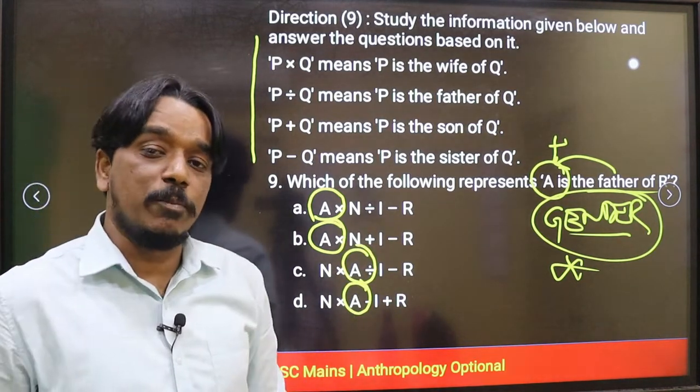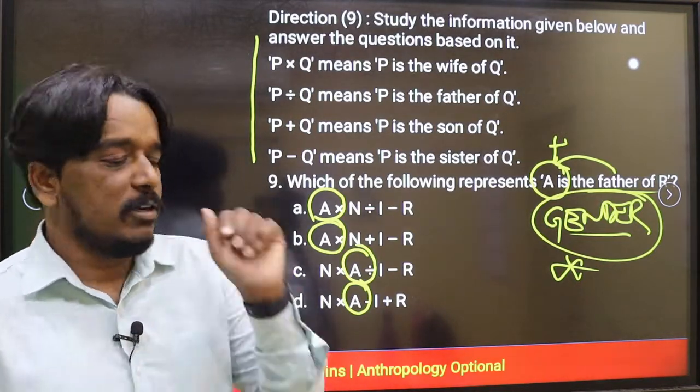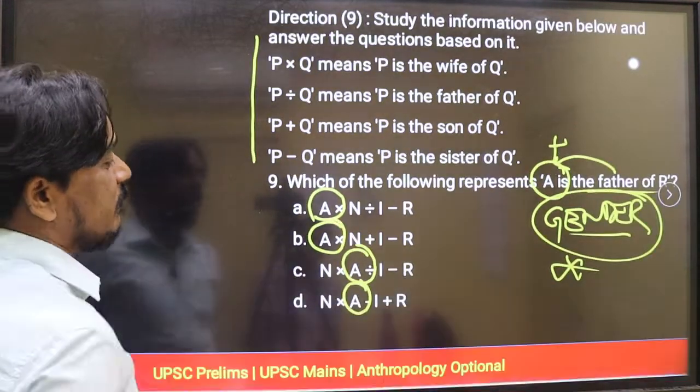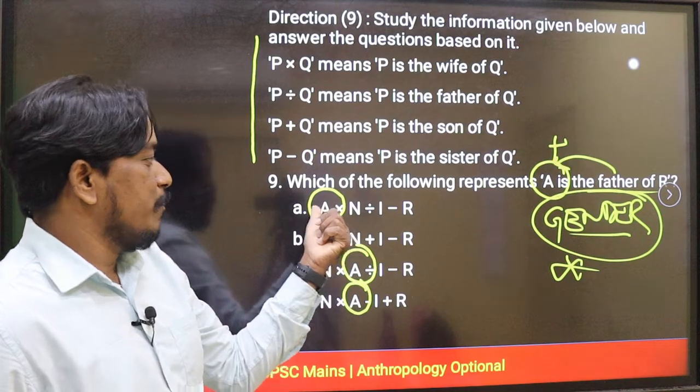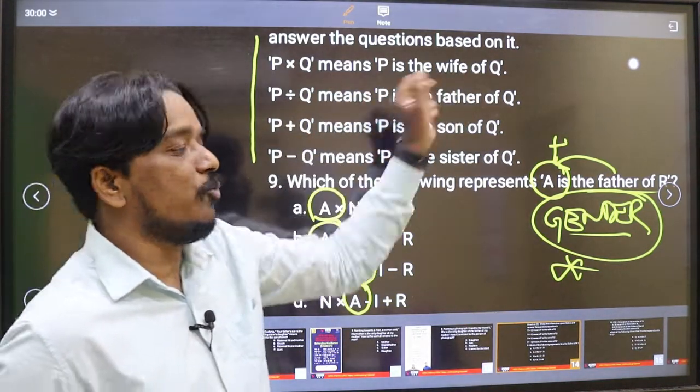If the gender technique is not applicable, we will go with other methods also, the generation technique and the family tree method. But always try to apply the gender technique first. When you focus on this gender technique, what can we do? See, between A and N we have a symbol, into. According to this data, wife.